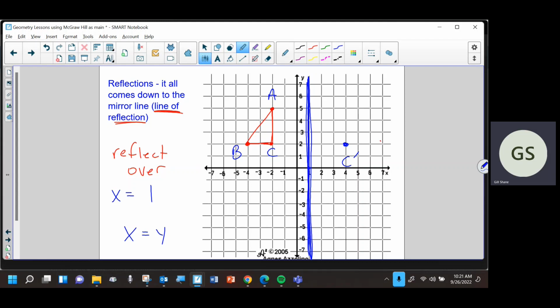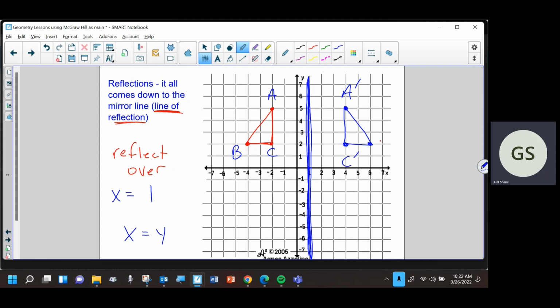A is 1, 2, 3 away. 1, 2, 3 away would be my A prime. And then B is pretty far away now from X. It is 1, 2, 3, 4, 5. So I need 1, 2, 3, 4, 5. And you'll notice that the shape should typically look like it's a reflection, like it's been flipped.